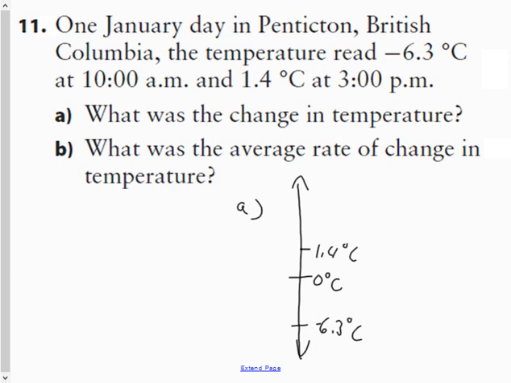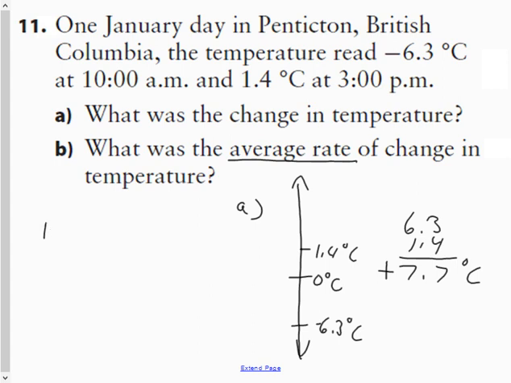Again, we see clearly that we're going to have to add these two together. So the change in temperature would be the sum of those two, which would be 7.7 degrees Celsius. So the change in temperature would be an increase of 7.7 degrees over that time period. Now B requires an extension. It says what was the average rate of change for that. So if it increased 7.7 degrees, we first have to figure out how many hours it was.